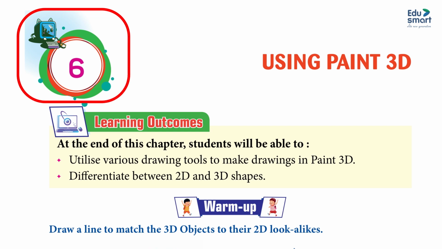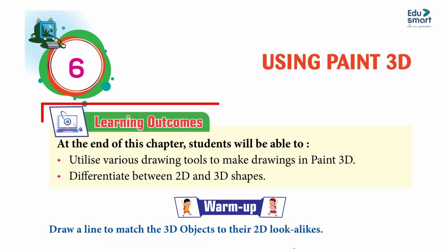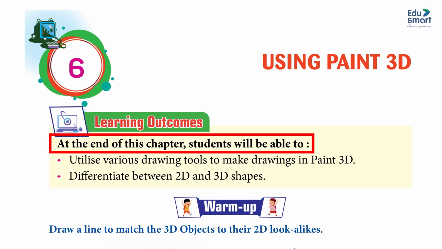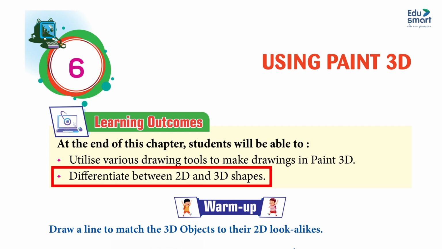Chapter 6, Using Paint 3D. Learning Outcomes. At the end of this chapter, students will be able to utilize various drawing tools to make drawings in Paint 3D. Differentiate between 2D and 3D shapes.